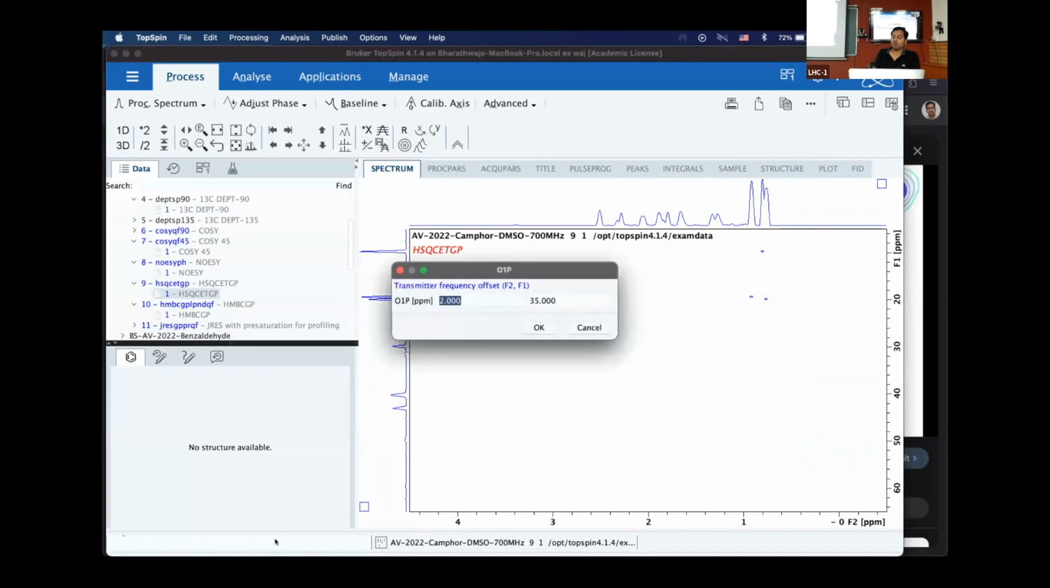The carrier for proton is kept at 2 ppm. The carrier for carbon is kept at 35 ppm. So the carbon goes 35 plus minus 30, which means it goes from 5 ppm to 65 ppm, while the proton goes from 2 plus minus 2.5, which is minus 0.5 to 4.5. This is chosen in a way where you only pick up what you want to see. Although we keep saying 0 to 10 ppm, camphor does not go up to 10 ppm, so you can cut it short and just see where you want to see.